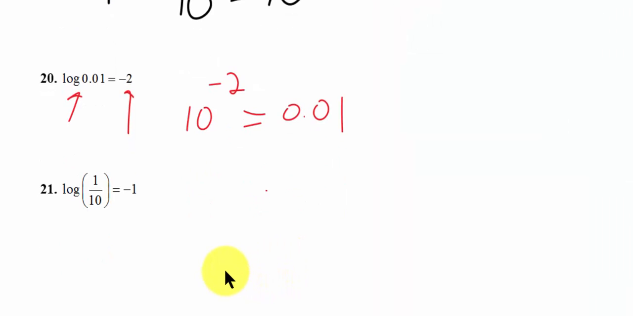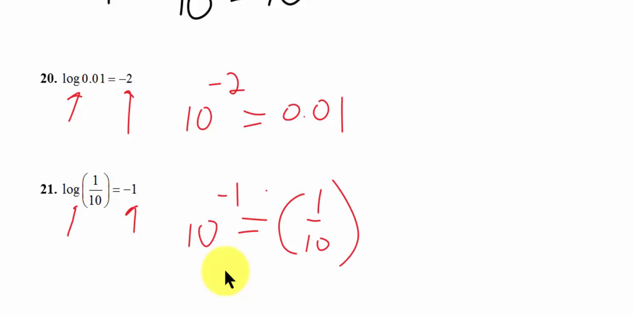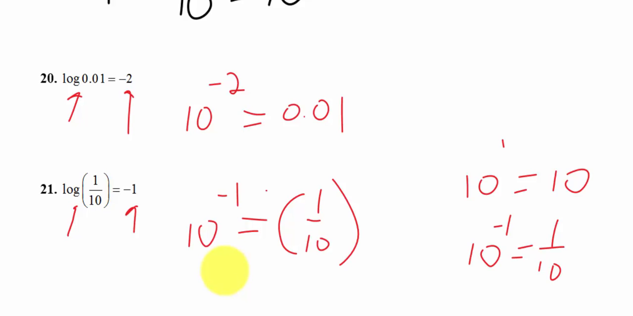All right, let's look at number 21. Okay, so again, the base of my log is 10 because nothing's written underneath my log. So I'll write 10. And the exponent is the -1. And that equals 1 over 10. Right? And again, remember, if we have 10 to the 1, we know that answer is 10. So 10 to the -1 would be 1 over 10, right? We learned that in exponents, which was covered in chapter 2.